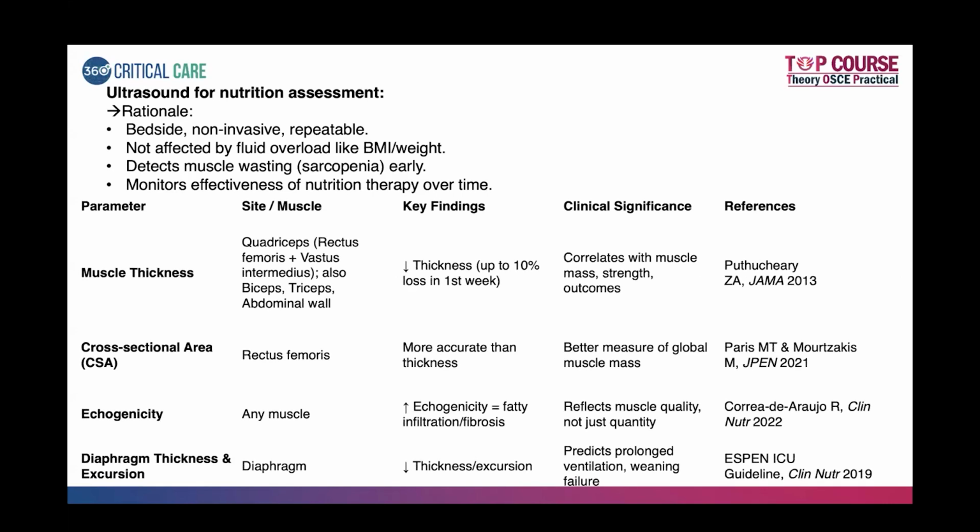So the parameters that you can assess with ultrasound are muscle thickness. So the site where you do it is at the quadriceps femoris, that is the rectus femoris and the vastus intermedius. The other sites that can be done at the biceps, triceps, and abdominal wall. So the key finding that can be there is decrease in thickness, up to 10% loss can be there in the first week following critical illness. So the significance is it correlates with muscle mass, strength, and outcomes.